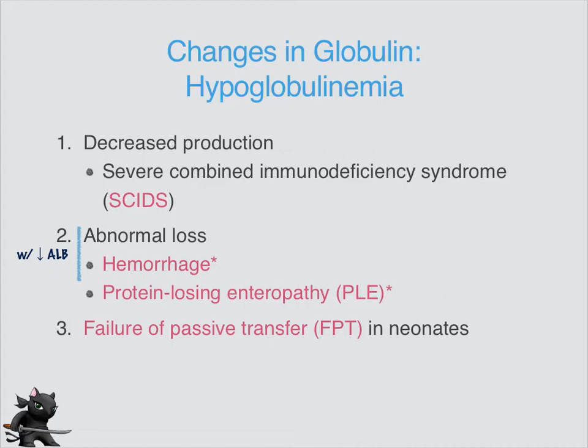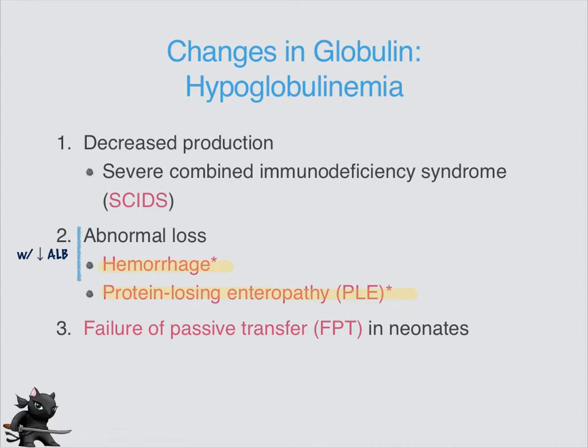We can see changes in globulins, and it's relatively unusual to see a hypoglobulinemia, okay? And when we see hypoglobulinemia, most commonly we're losing it. We've already talked about it in the context of hemorrhage and protein-losing enteropathies. It's going to be lost with albumin, so you will have pan-hypoglobulinemia in these.